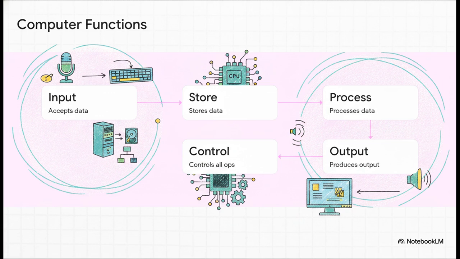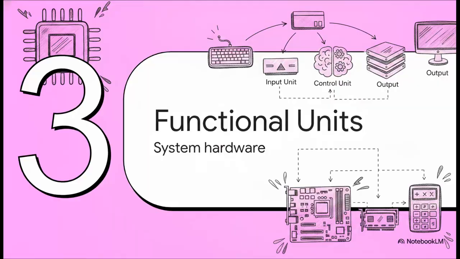Step 1, it accepts data. That's your input. Step 2, it stores that data. Step 3, it processes it. Step 4, it produces an output. And absolutely crucially, step 5, it controls all of these operations. This exact sequence is happening billions of times a second, right inside the device you are using to watch this right now. Crazy, right? Which brings us to section 3, the functional units.